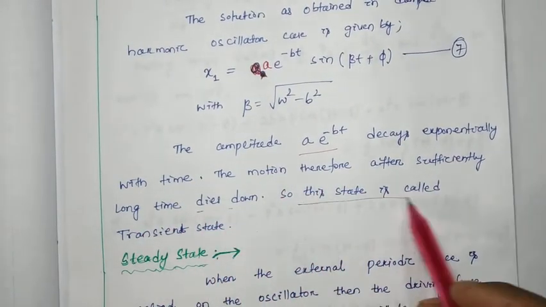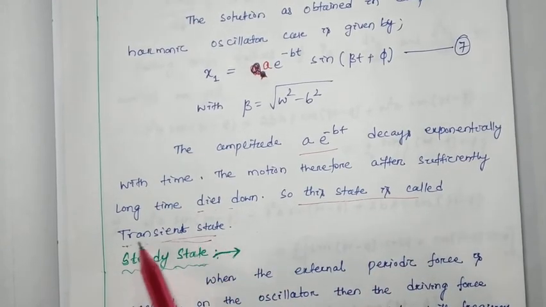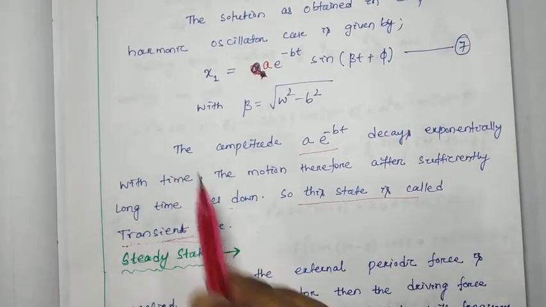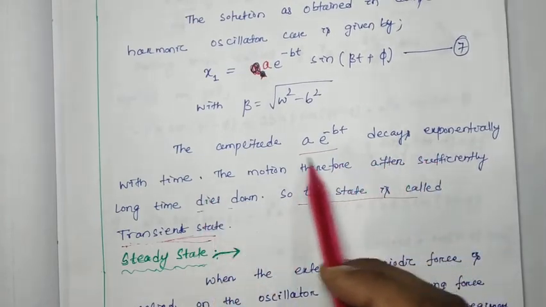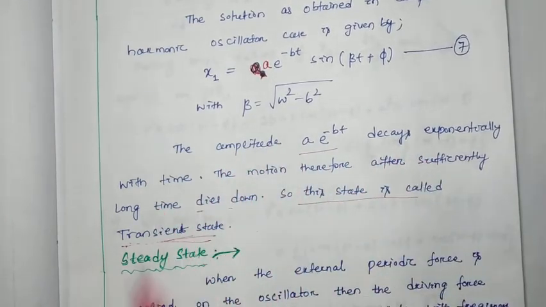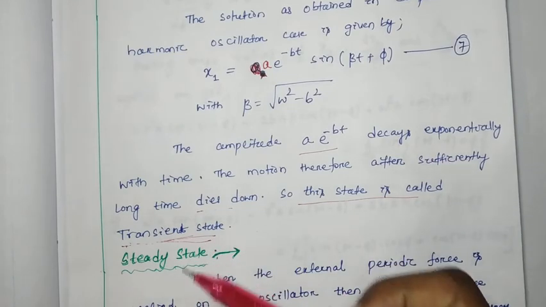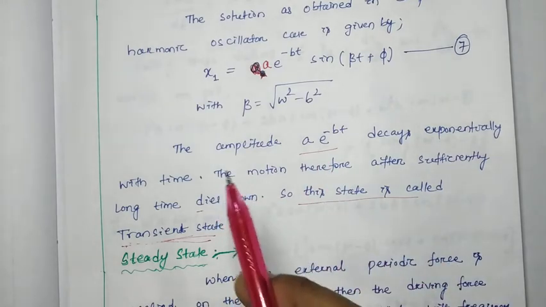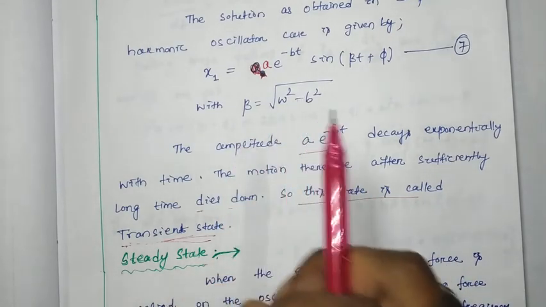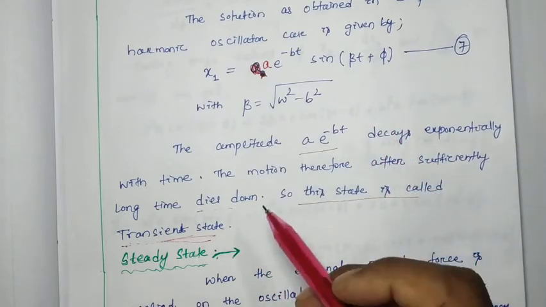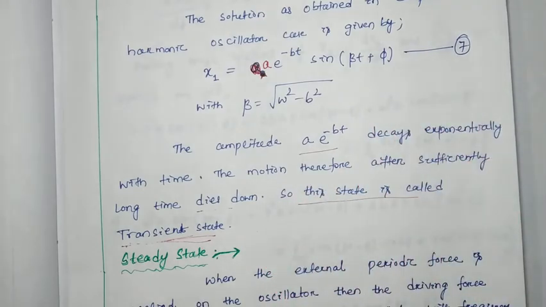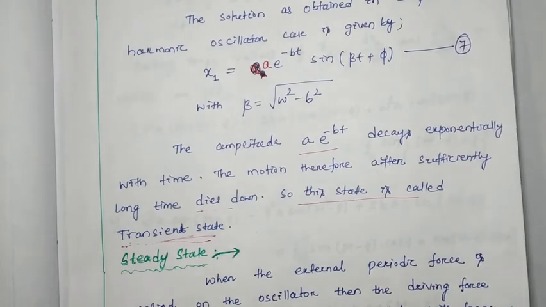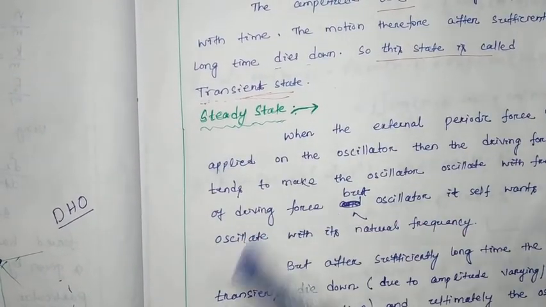So this state is called the transient state, because as I explained before, its amplitude decreases with time, and it is the state from which it transits from the so-called damped harmonic oscillation to forced harmonic oscillation. And here we have to stop our today's discussion. Next class we are going to start discussing the steady state.